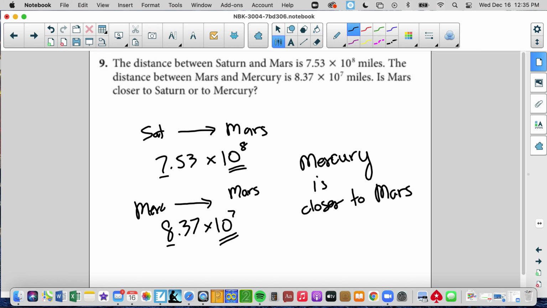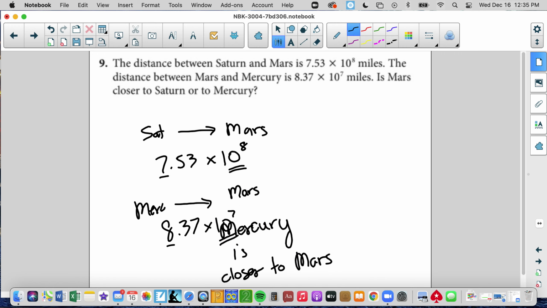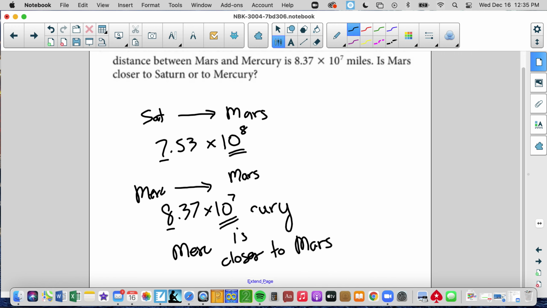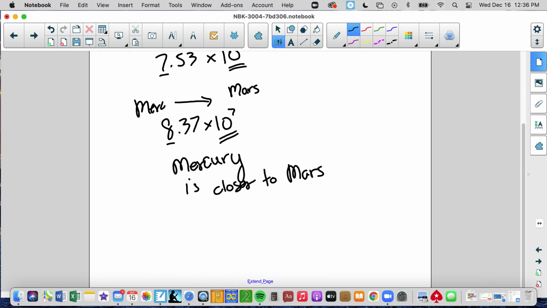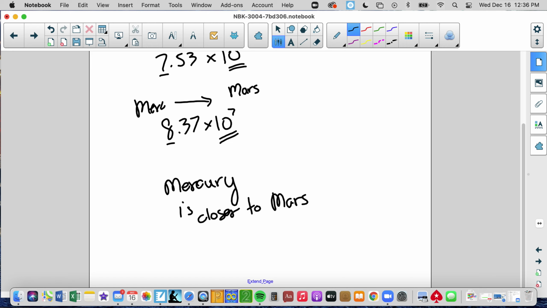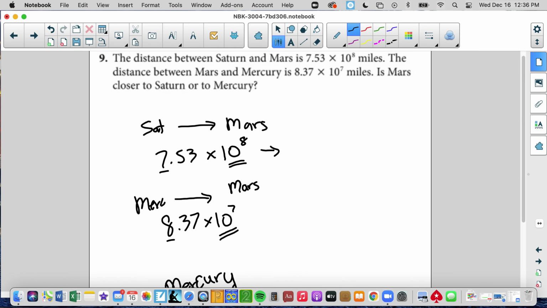The other way that we could do that is we could write this out, let's move this down. It's closer to Mars. Oh, look at me, I am making a mess of all this stuff. Okay, Mercury is closer to Mars. We could just write that number out.